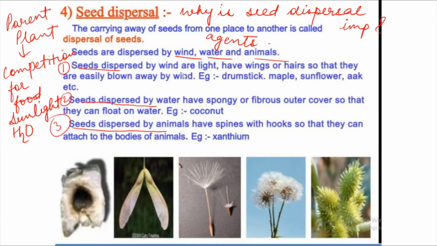So when the seeds are dispersed by wind, the type of dispersal is called seed dispersal by wind. And what is the feature of the seeds that are dispersed by wind? Children, they must be light. Isn't it? The seeds must be light, and most of them do have wings or hairs so that they can be easily carried away by wind. You can see in the example, children, this is of maple, this is again dandelion, in these diagrams. So the best examples that you get are drumstick, maple, sunflower, ak, etc.